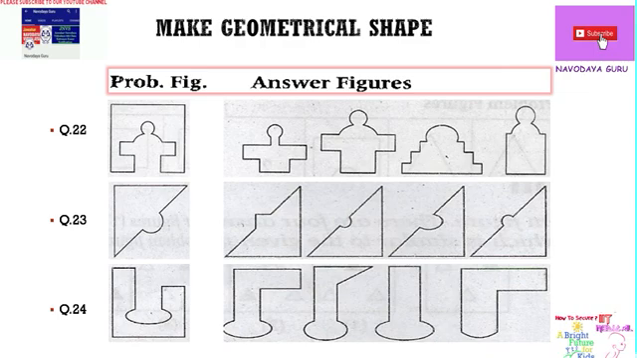Let's go to question number 22. When we complete this square with the help of this line, we find that this line, let's compare this line with option 1. This line is alright. In option 2, this line is alright. In option 3, this line is too long. This cannot be the answer. In option 4, this line is alright. So first option, second option, fourth option alright, third option is rejected.